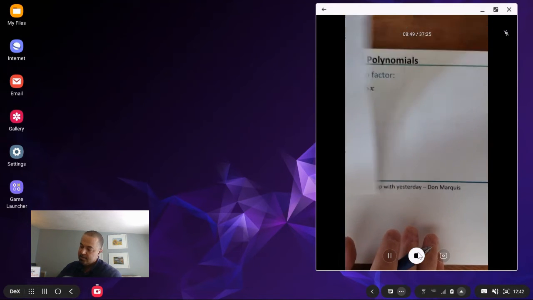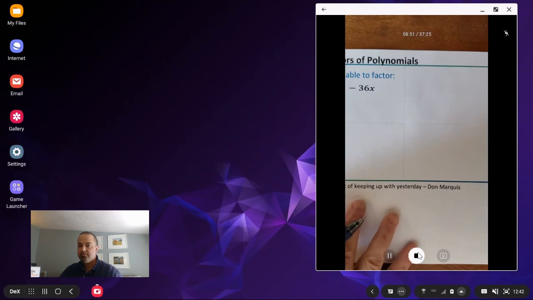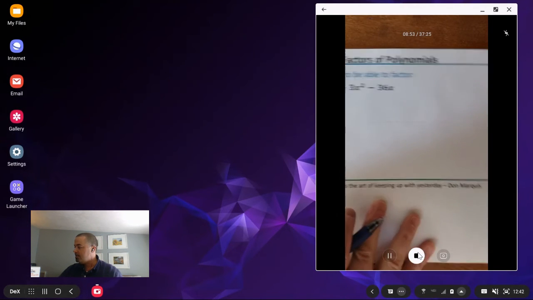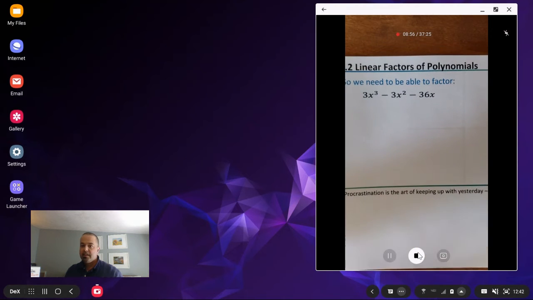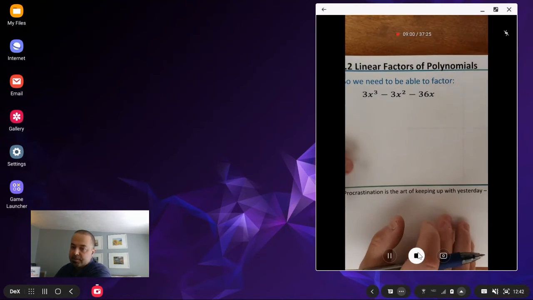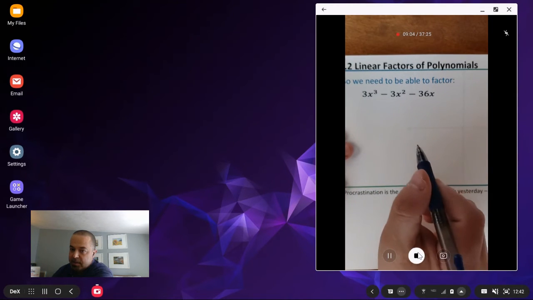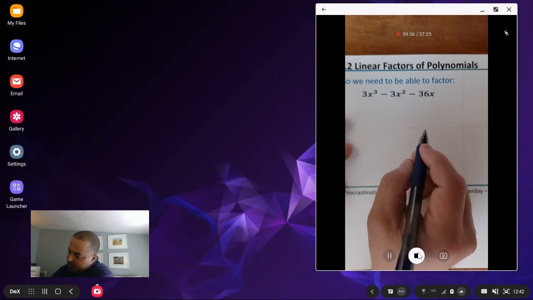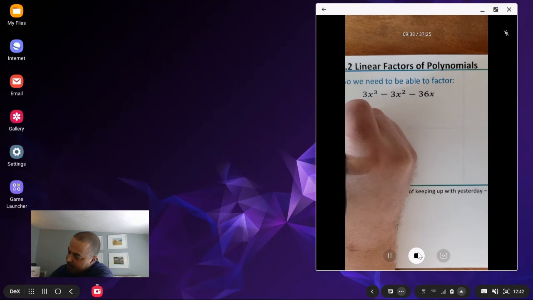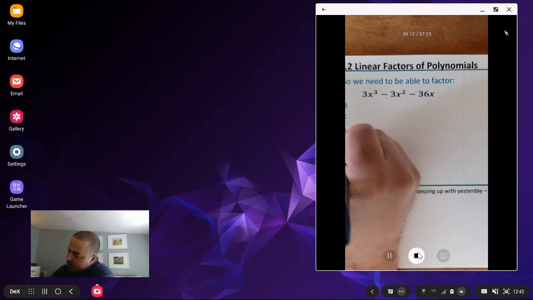All right? This is our second example. I will take you through this one and then you'll be able to work on the couple problems that I've assigned you for homework this evening. So again, end behavior, y-intercept, x-intercepts.